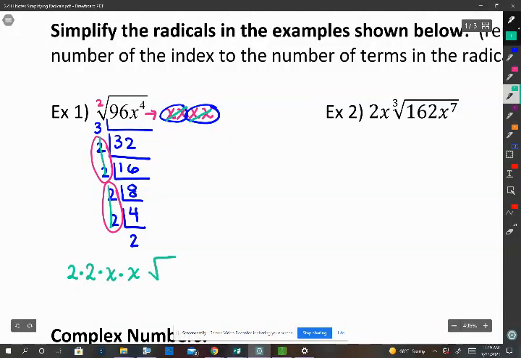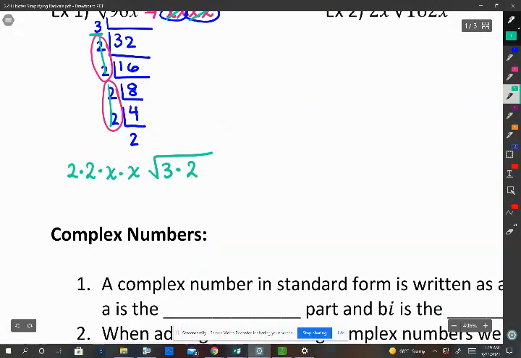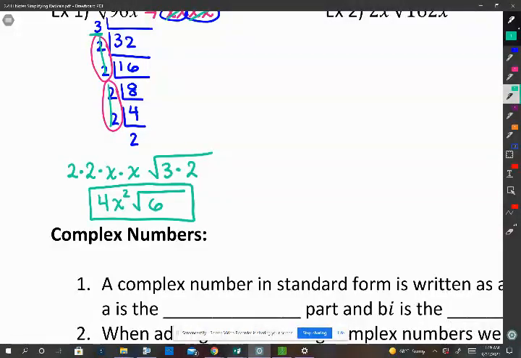And then what's left underneath the radical is the 3 here and the 2 on the bottom. Okay. And so we're just going to multiply those together. So 2 times 2 is 4. x times x, x squared. And then underneath the radical, 3 times 2 is 6. And so this would be what I'm left with as my final answer. And so it's just simplified down.